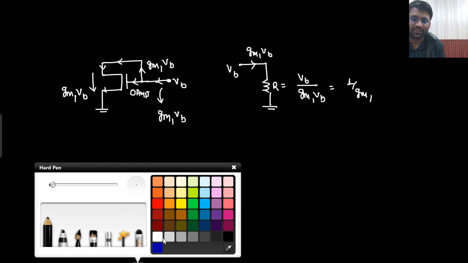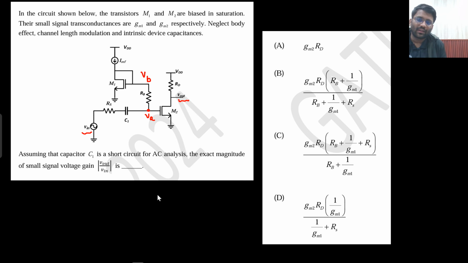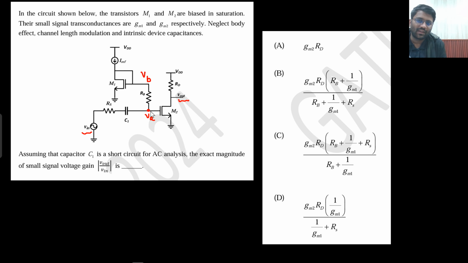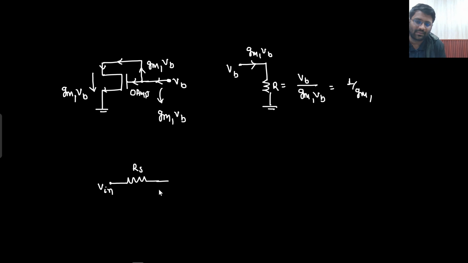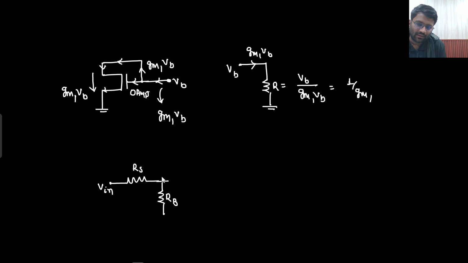So let's make the circuitry now. Here we are having V in. From V in, there is RS connected. Then there is VA. From VA, simply RB is connected. This was your VA node, then this was your VB node. From VB to ground, 1 by GM1 is there.